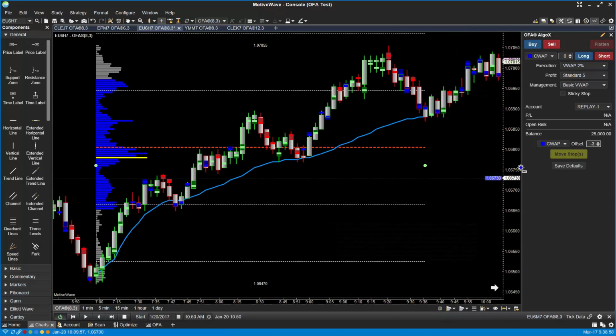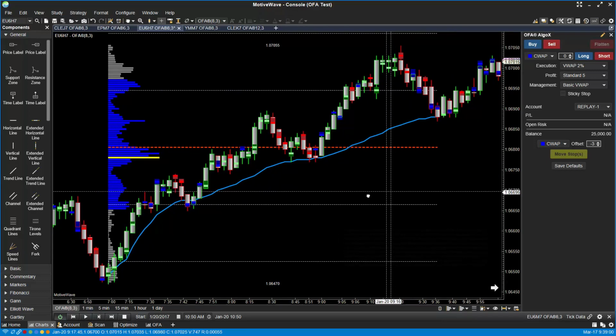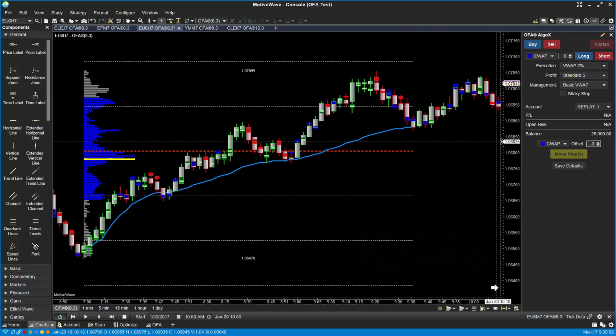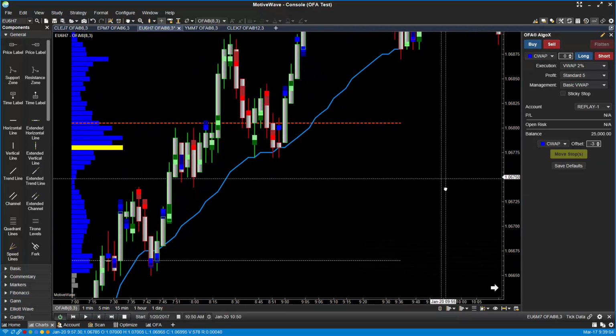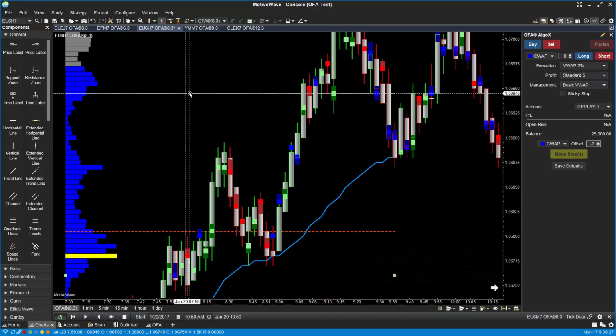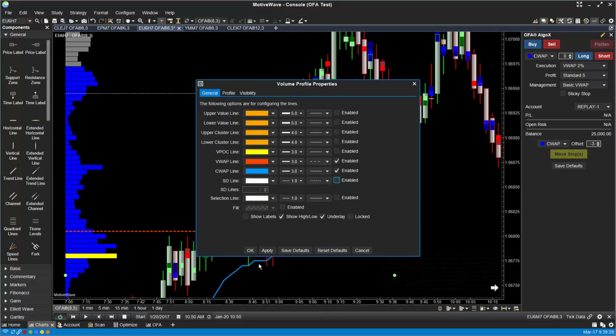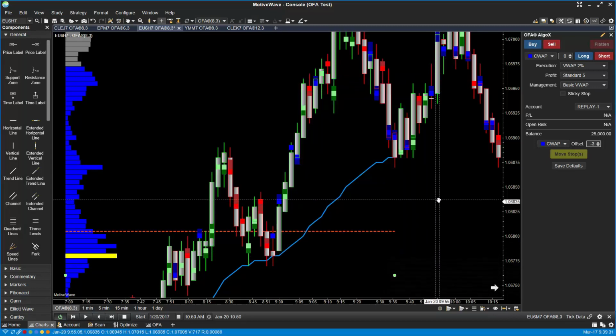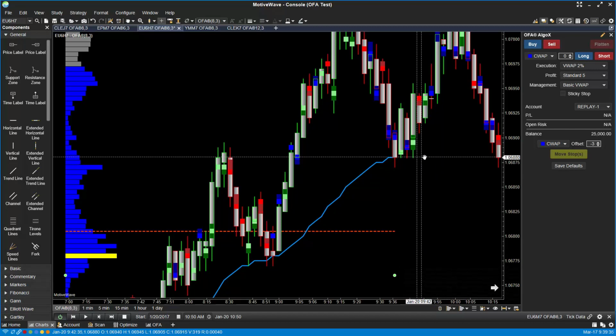Let's zoom in on this particular interaction between the CWAP and the VWAP. For the sake of simplicity, I'm going to remove the standard deviation lines from this chart. There's just too many little lines, and I don't want the video to be too messy for you. All right, so we see that the CWAP intersection is here at 68.80.